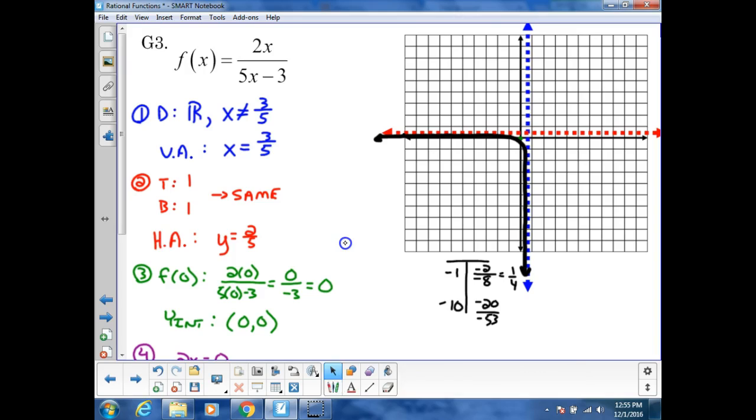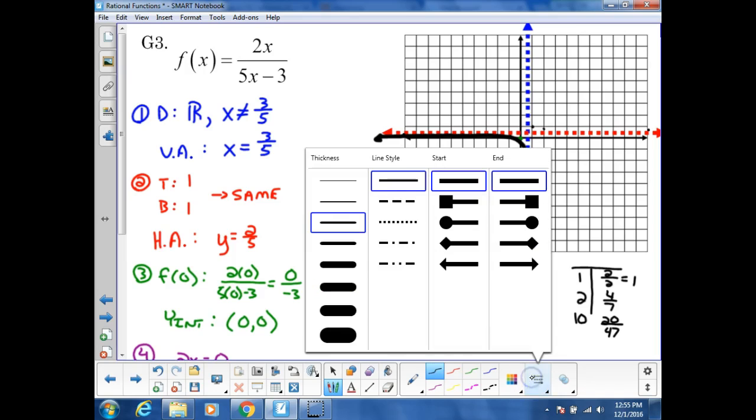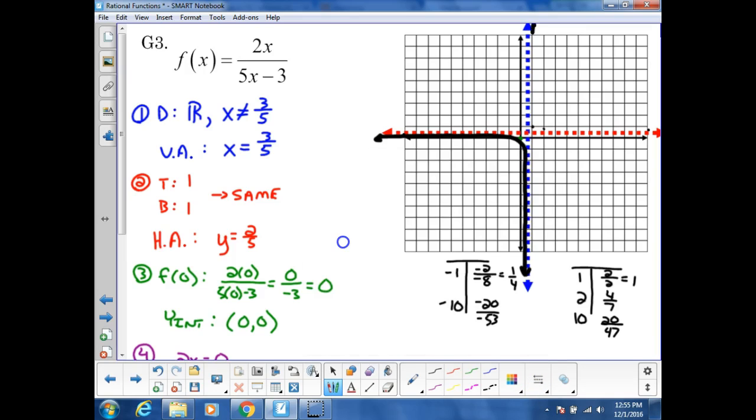Then now I've got to do this side. So let's go with 1. If I put 1 in there, I get 2 over 2, which is 1. If I do 2, I've got 4 over 7. And if I do 10, I get 20 over 47. So that one comes in from here and then makes a sharp turn, almost a right-angled turn, like that.